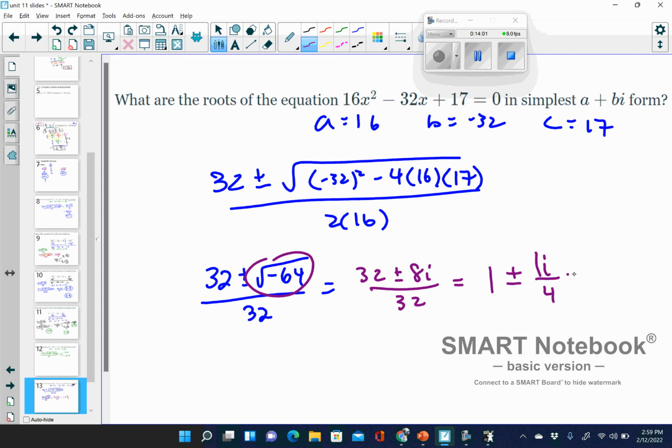So you could simplify this to be 1 plus or minus, since they want this written with an a, a b, and an i, 1/4 i. So your a is 1, your b is 1/4 or negative 1/4, and then the i is there. Final answer. Okay. Good luck. I hope and trust that you all are okay, and that you continue practicing.